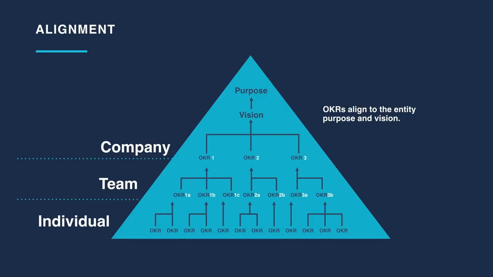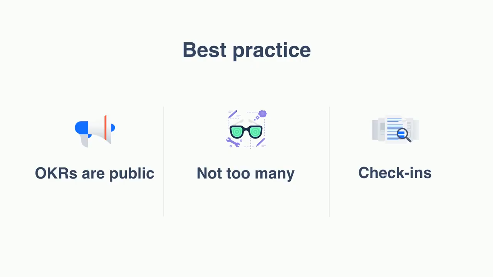So speaking about alignment, what should be done is that you have a purpose or a vision within your organization. Based on that, on organization level, you can define objectives on a company level and drill them all the way down to your team or individual people. And basically, all the objectives should align to the purpose and vision in the best case. So there should not be an OKR on the individual or team level which is not attached to the company level OKR or to the vision.